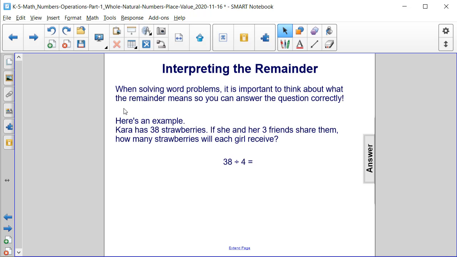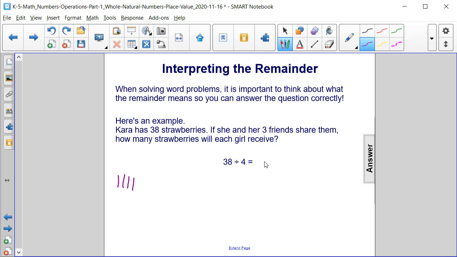When solving word problems, it's important to think about what the remainder means in the question so that you can provide an answer that is correct. Here's an example. Kara has 38 strawberries. If she and her 3 friends share them, how many strawberries will each girl receive? Well, because she has 3 friends, Kara plus her 3 friends means that there are 4 girls altogether. So we're dividing 38 strawberries among the 4 girls, and they each receive the same amount.